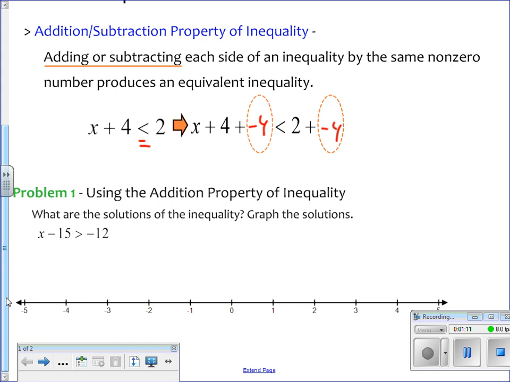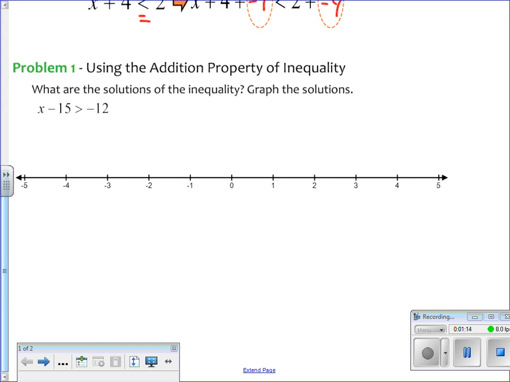So first example. What are the solutions to the inequality? Graph it, so I need to solve the inequality. To do this, I have x minus 15 is greater than negative 12. So I add 15 to both sides. So I get x is greater than negative 12 plus 15, which is 3. So I have an open circle on 3, and I want everything bigger because x is greater than 3.